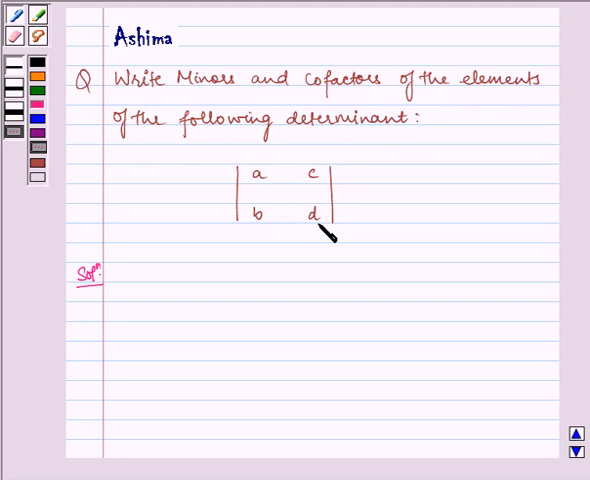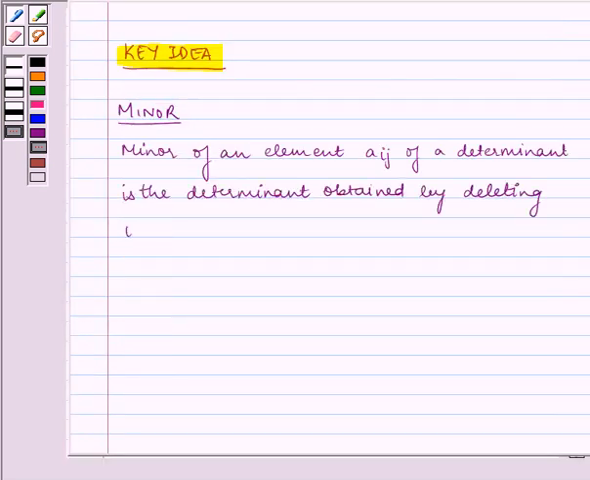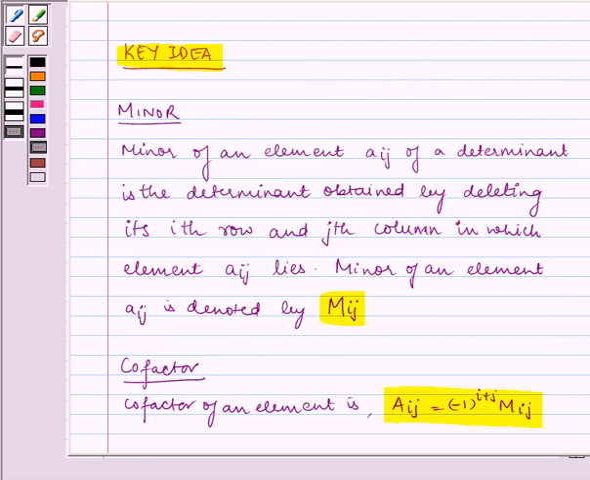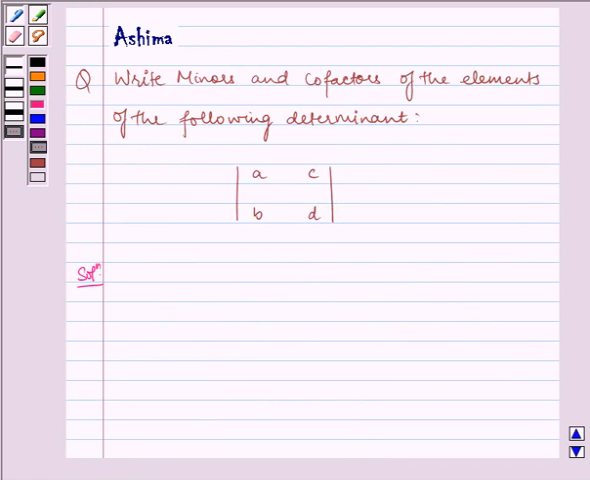Now before writing the solution, let us understand what are minor and cofactors. Minor of an element Aij of a determinant is the determinant obtained by deleting its ith row and jth column in which element Aij lies. Minor of an element Aij is denoted by Mij. Cofactor of an element Aij is equal to minus 1 to the power i plus j Mij, where Mij is the minor. So, now let us write the solution.